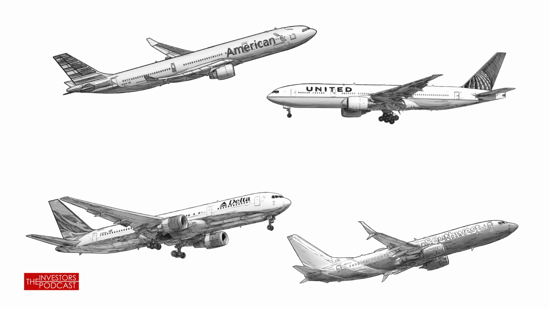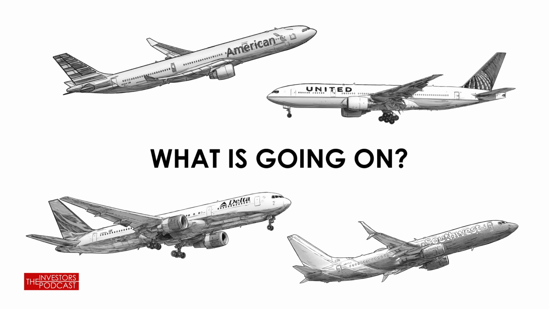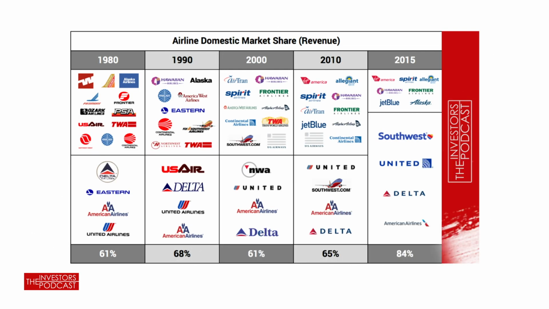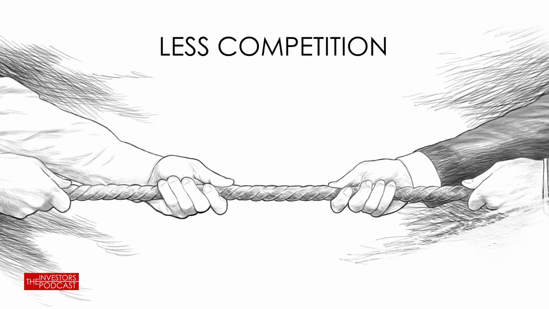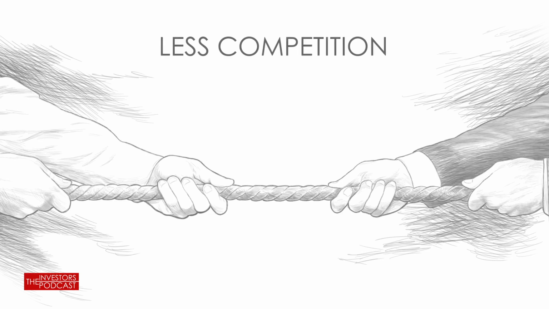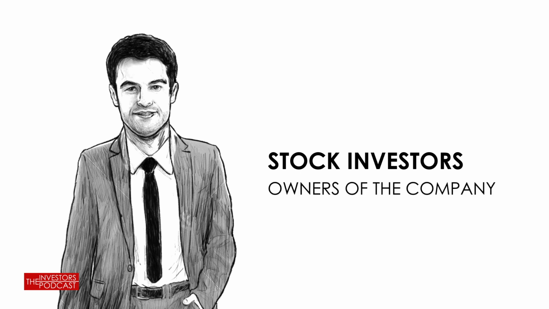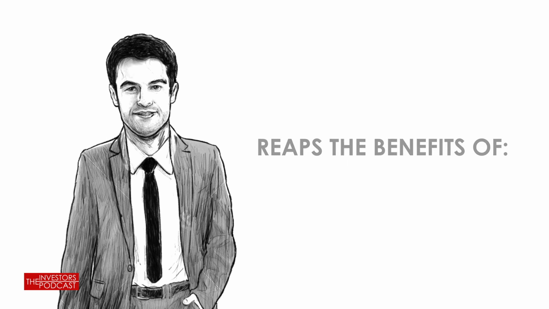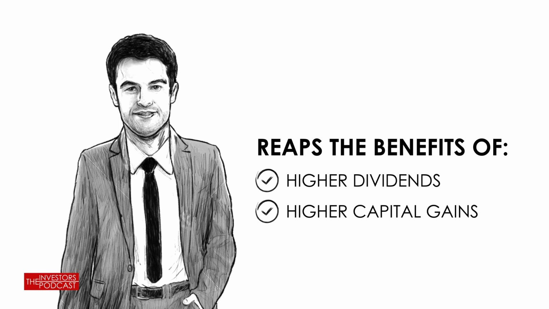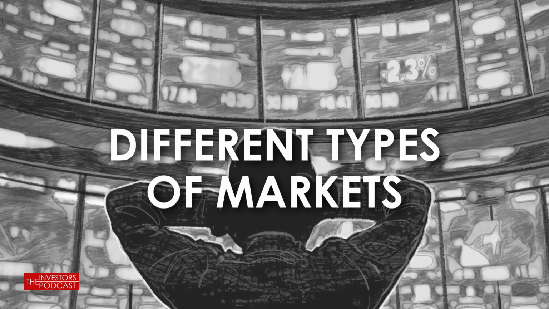And clearly, whenever I saw that, I was thinking, what is going on? This is not supposed to happen. This is really what happened. The airline industry has become more and more concentrated over the years. This is not good for consumers. When the industry is concentrated, it basically means that there's less competition. While that is not good for consumers because it typically means higher prices, it's very good for stock investors because they are the owners of the company and they reap the benefit regarding higher dividend and higher capital gains on the portfolio. Really, to understand this, let's talk about the different types of markets.